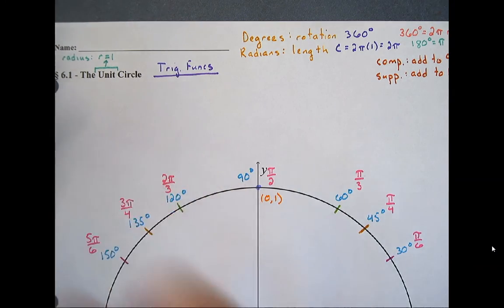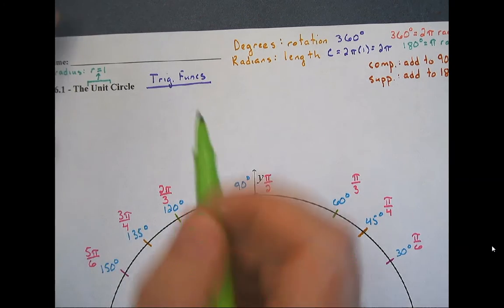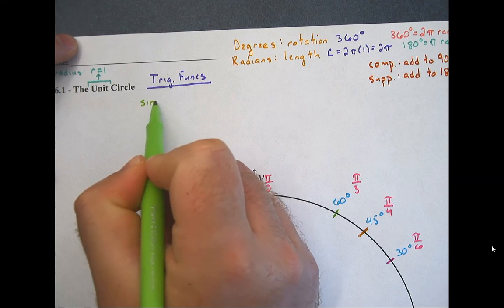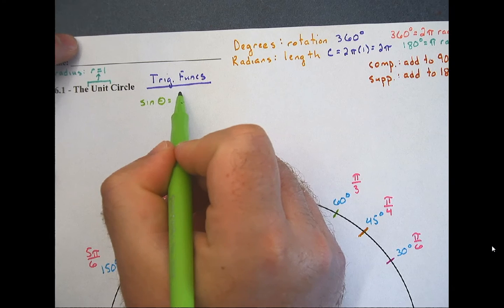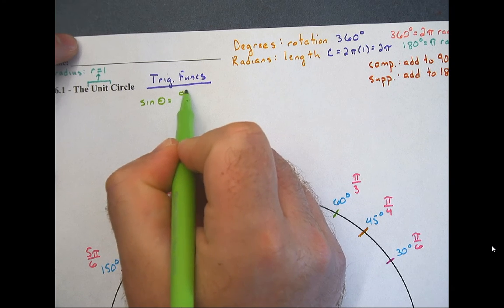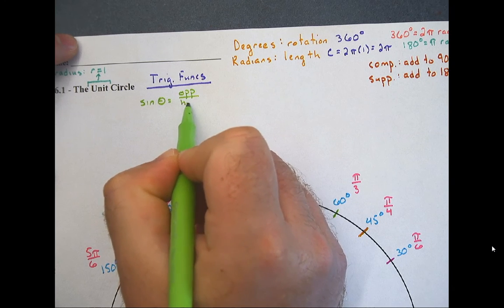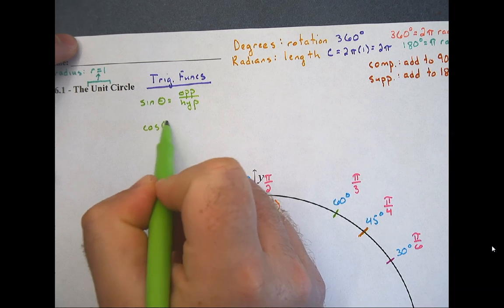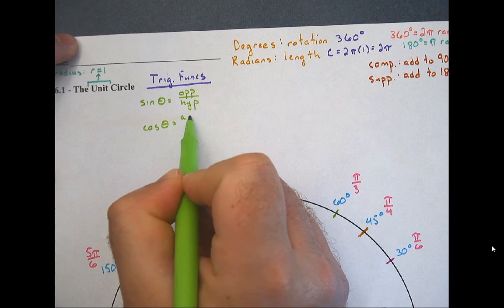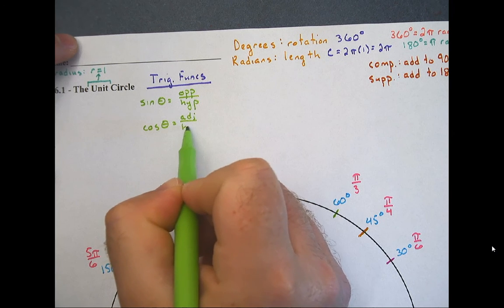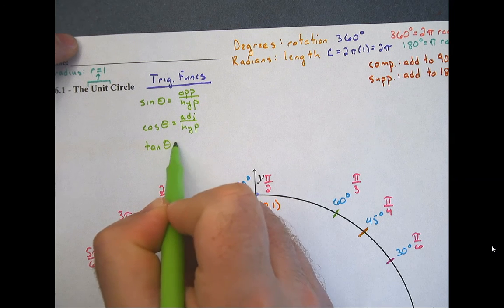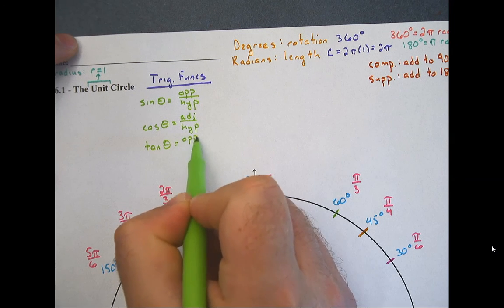So the trig functions, there are three main trig functions. They are sine, cosine, and tangent. Sine of theta is equal to opposite over hypotenuse. Cosine of theta is equal to adjacent over hypotenuse. And tangent of theta is equal to opposite over adjacent.